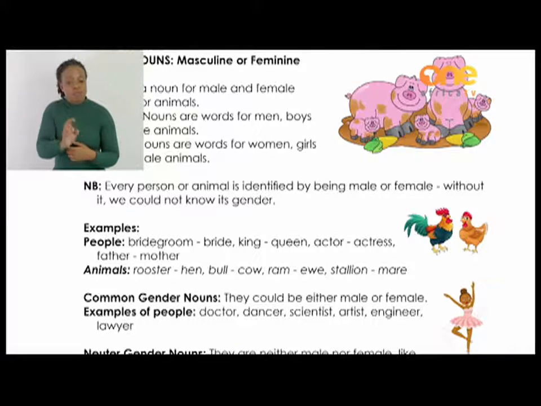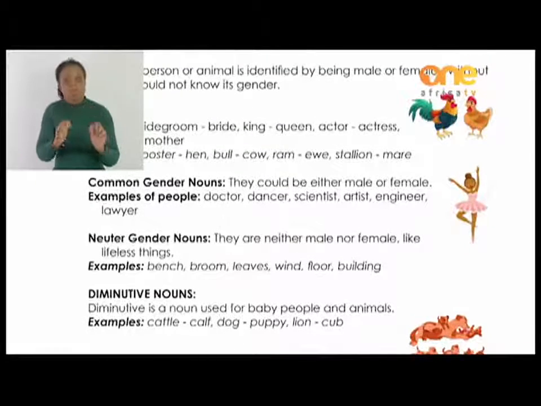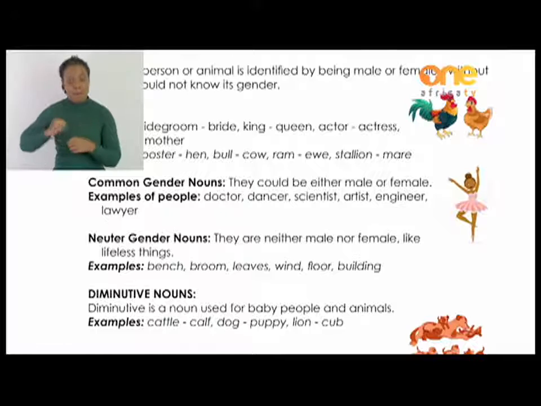I would like to give you examples of what we are talking about. Let's start with the bridegroom. Bridegroom is the masculine. Bride is the feminine. King, masculine. Queen, feminine. Actor, masculine. Actress, feminine. Father is the masculine, and mother is the feminine. So we are saying you can identify a person by his or her gender.